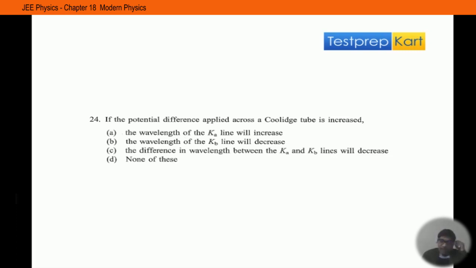So look, Ka and Kb line wavelengths are defined on the basis of the transition taking place, right? If the electron transition is taking place from orbit 2 to 1, then it falls under the Ka line. So these Kb and Ka lines depend on the transition number. They do not depend on the potential applied. So there will be no change in the wavelength of the Ka line and Kb line. And if there is no change, then there will be no change in the difference between them. So this is also not correct. So none of these options is correct, because there would be no effect on the wavelength of the Ka line or Kb line due to a change in potential difference across the Coolidge tube.